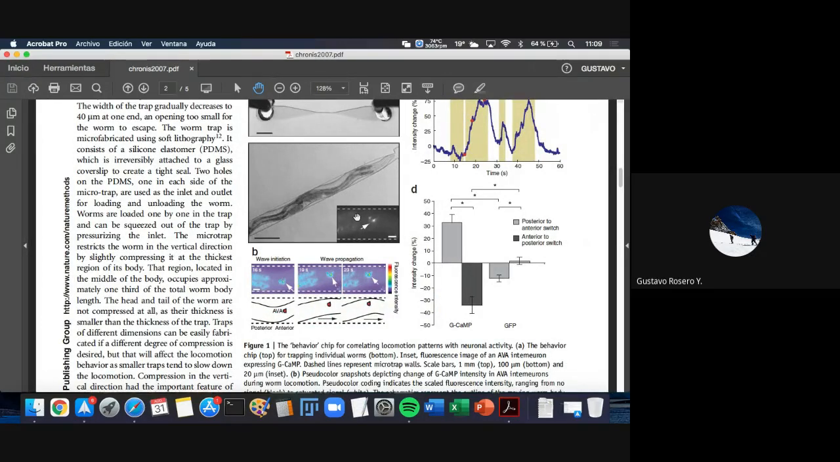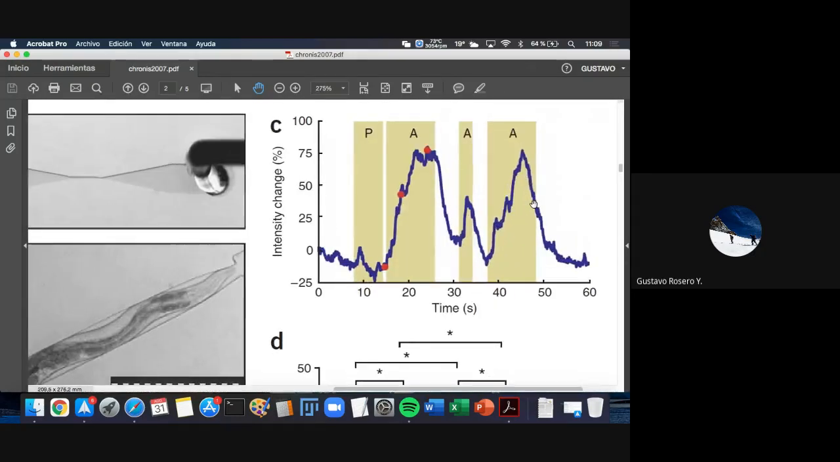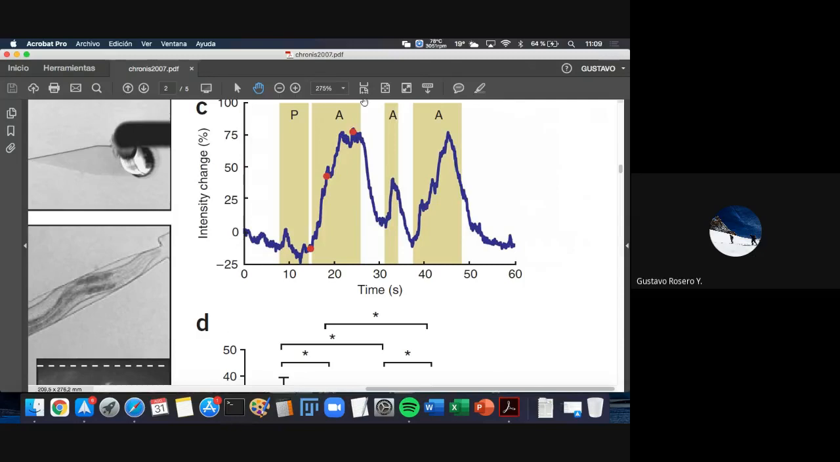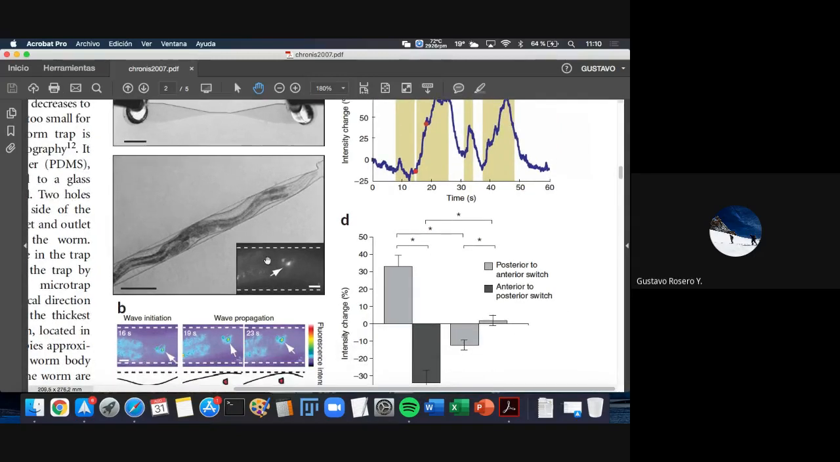And they use different C. elegans, around 30 of them, and they characterize the movement. And they notice two differences between using microfluidic devices and agar plate. The only difference is that the movement is very repetitive in the chip. They propose that it's because the C. elegans feel trapped and try to move more quickly. That is the reason they say that it's not natural movement.